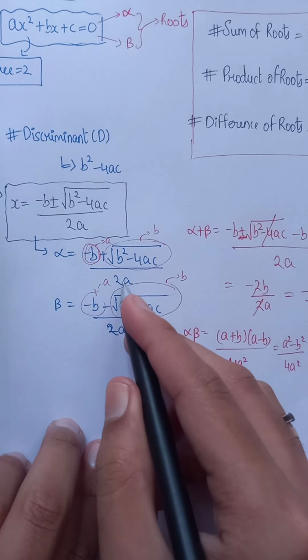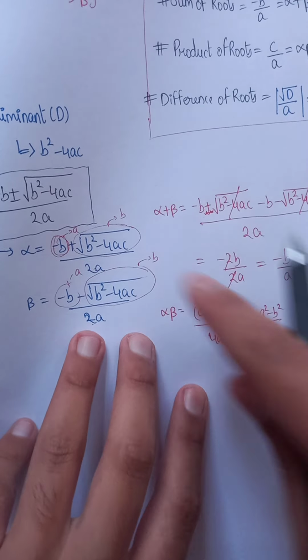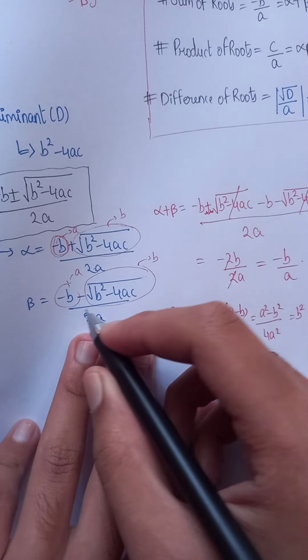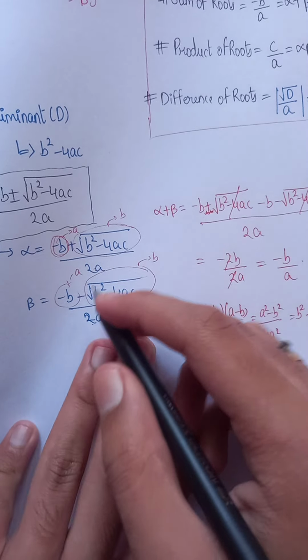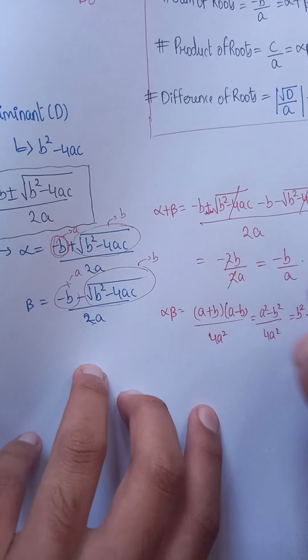How did you get this 4a square? This 2a into 2a, multiplying the denominators, right? So which means a square. What is a square? Minus b whole square is equal to b square, and this minus root whole square means root into root gets cancelled, right?